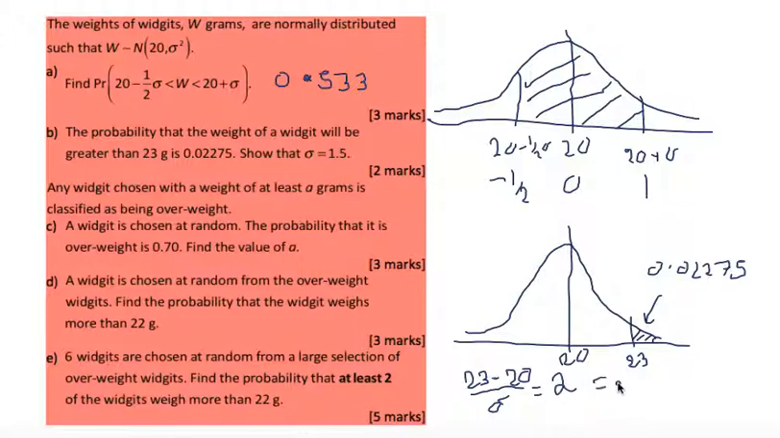So if we look at this calculation, we're doing 3 over sigma equals 2, or sigma equals 3 divided by 2, 1.5. Okay, I'm going to pause there and we're going to carry on with the rest of the part in a second video.